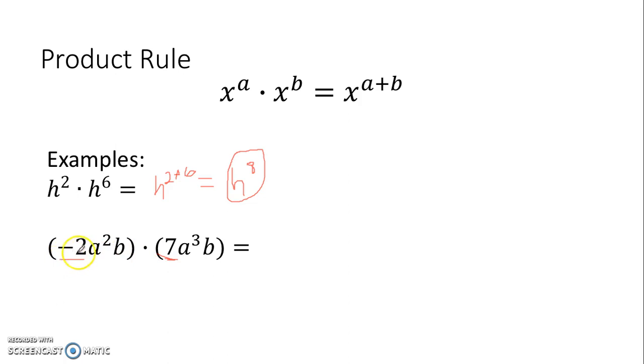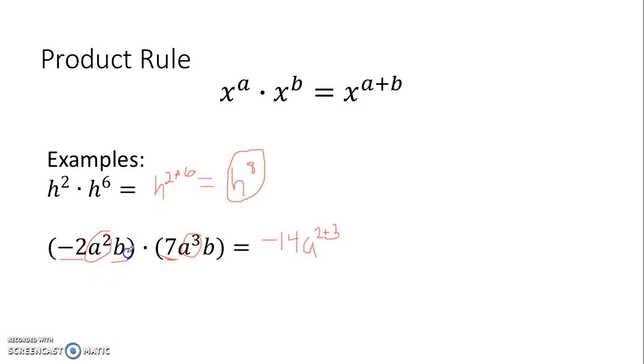So we have negative 2 times 7. Negative 2 times 7, as we know, is negative 14. Next, we're going to look at the a's. We have a squared and a cubed. So let's write this out. We have a, and then we have to add. So we have 2 plus 3.